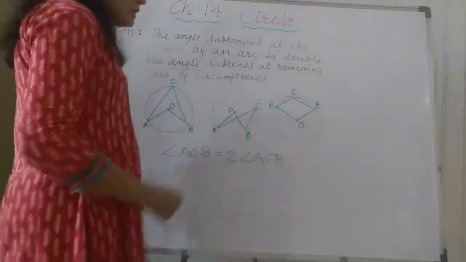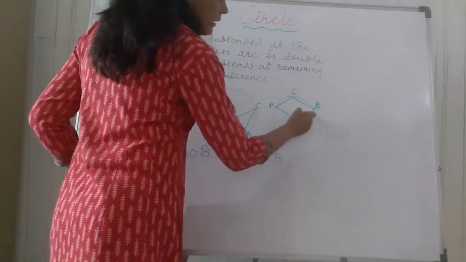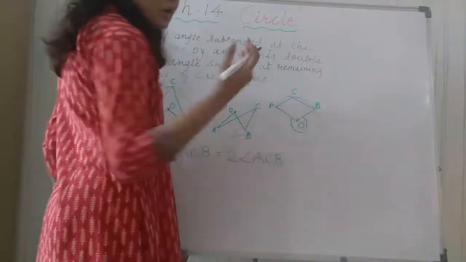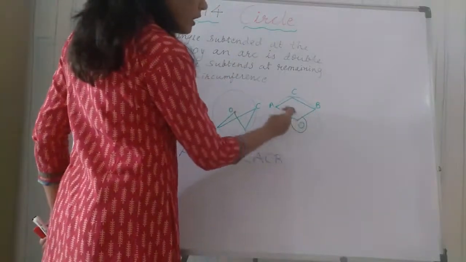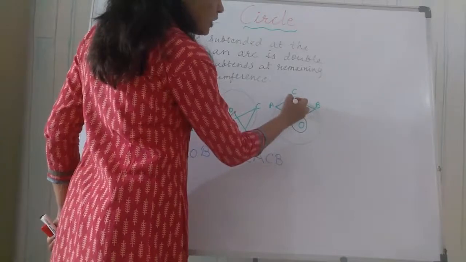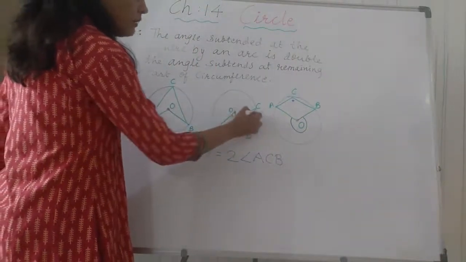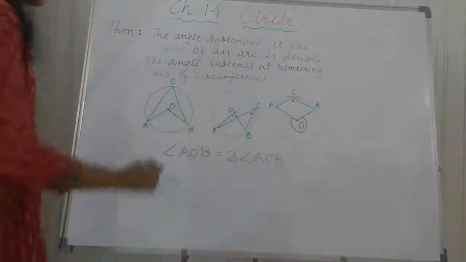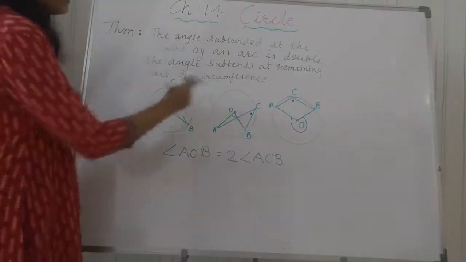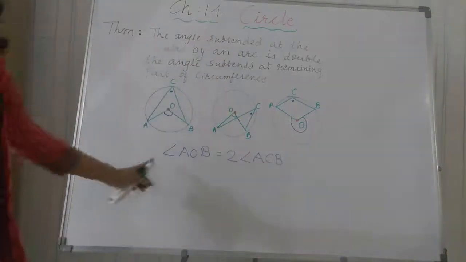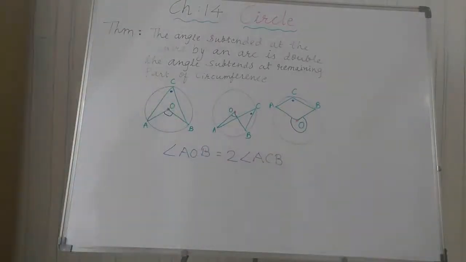ये देखो स्टूडेंट्स, यहाँ पे ये जो एंगल AOB है वो रिफ्लेक्स एंगल बना रहा है, ये दिख रहा है आपको. रिफ्लेक्स एंगल इज ऑलवेज मोर देन 180 डिग्री एंड ये जो है वो डबल होगा एंगल ACB से जो कि यहाँ पे फॉर्म हो रहा है. So these are the relations you see. This is the angle AOB and this is angle ACB. Here also this is AOB and this is ACB. So in all three cases you can see that angle AOB is always twice angle ACB.